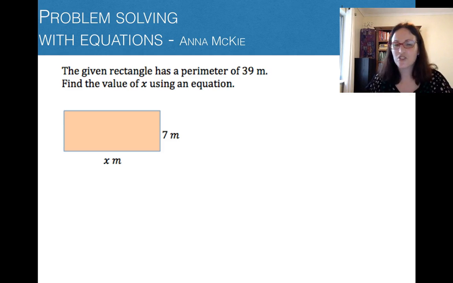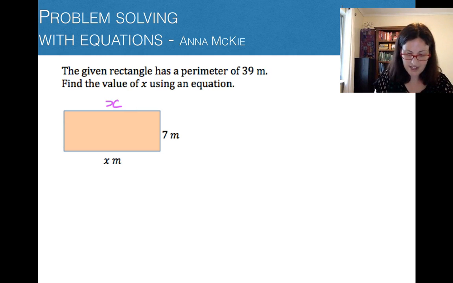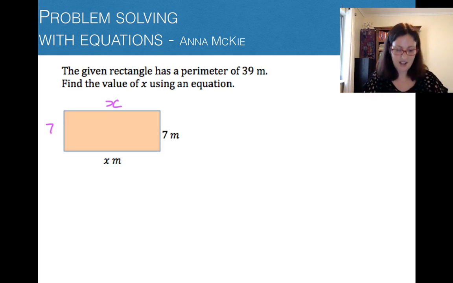If you're unsure what to do, at least label the things that you do know. Try and put something down on the page. So in a rectangle, the length of that side will be the same as that side. So we can label that as an x as well, and therefore a 7 over on that side. Now perimeter means all the way around the outside. So we can construct an equation based on that information.